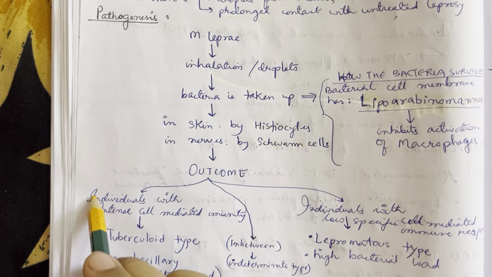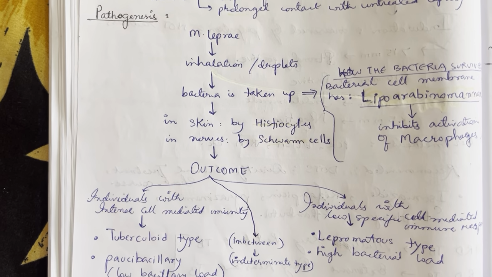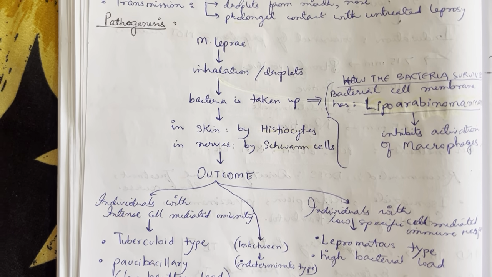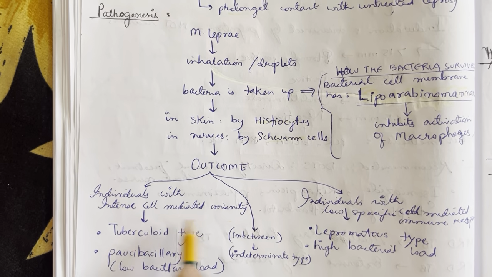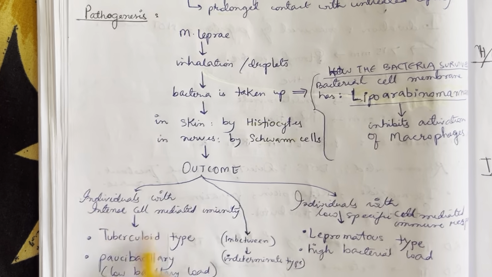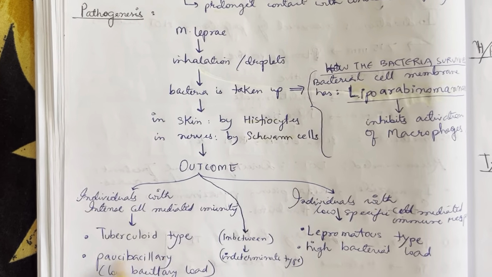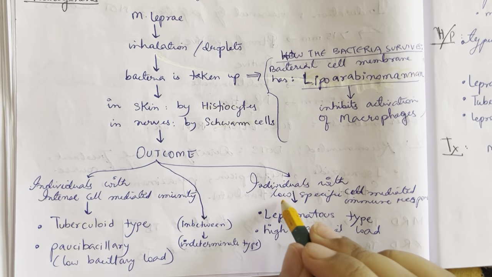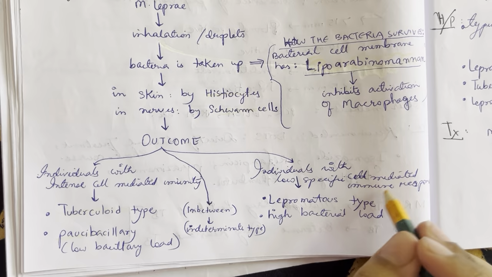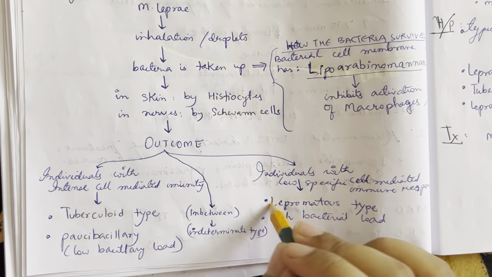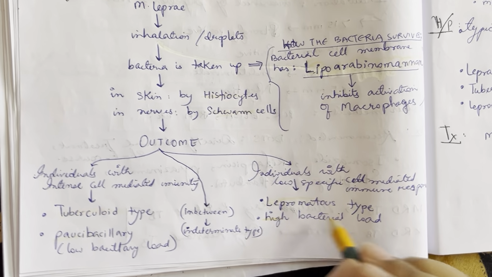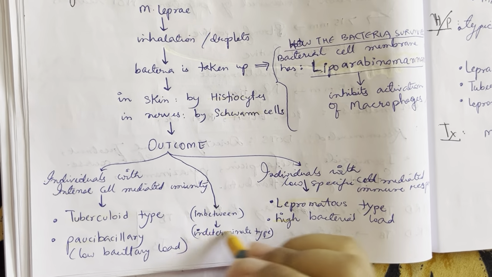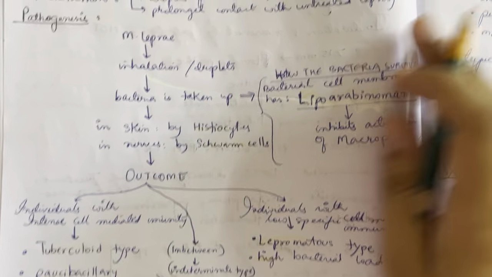The outcome: if individuals have intense cell-mediated immunity, the tuberculoid type of infection is formed, which is paucibacillary, meaning a low bacterial count. And individuals with a low specific cell-mediated immune response will have the lepromatous type of infection, which has a high bacillary count. And in between, something called an indeterminate type may also be present.